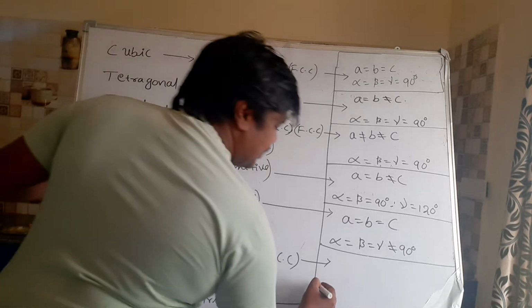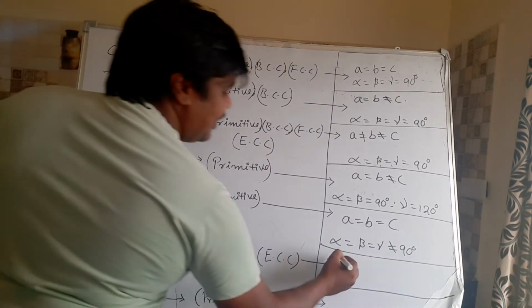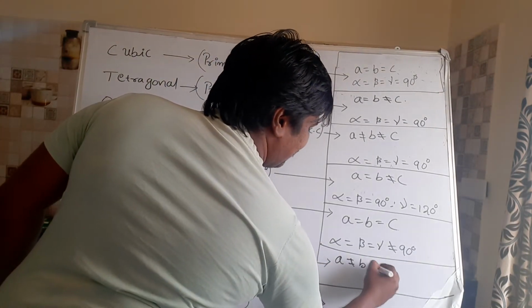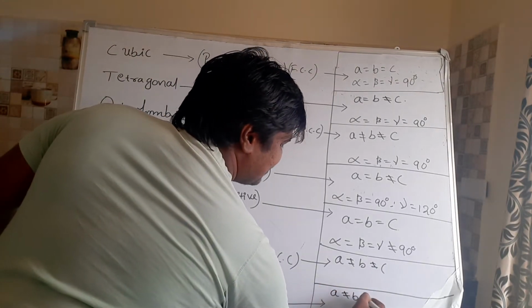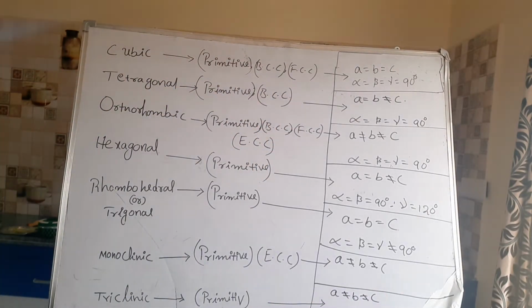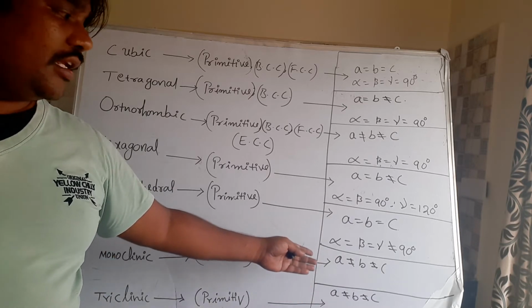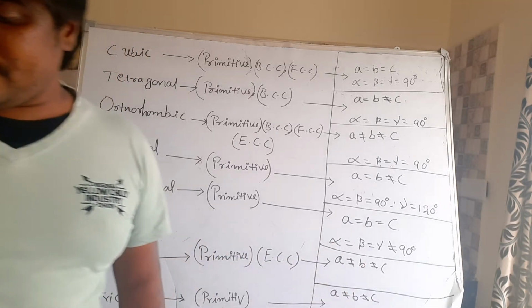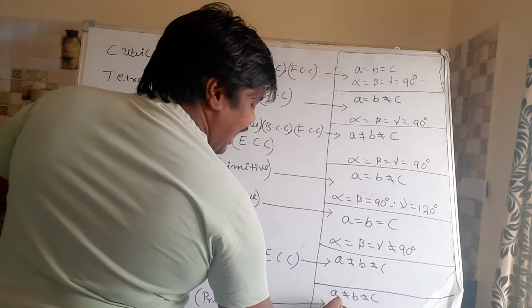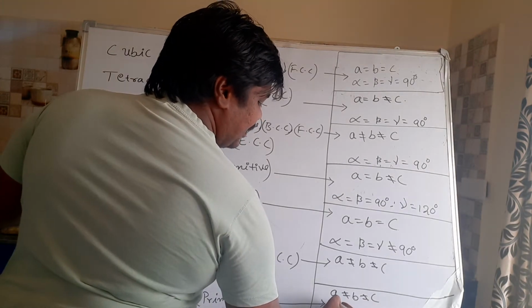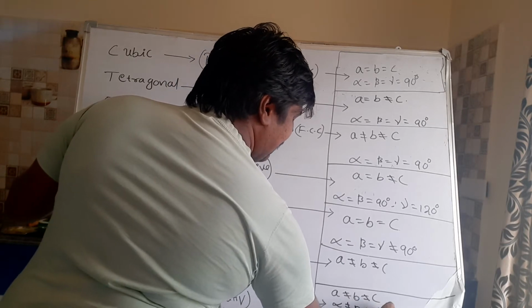For these last two varieties, A is not equal to B is not equal to C, and for the last one also, A is not equal to B is not equal to C. For the last two varieties, the edge lengths are not at all equal, right? The last one is very funny. The angles also are not related to each other. That is, alpha is not equal to beta, is not equal to gamma, is not equal to 90 degrees.